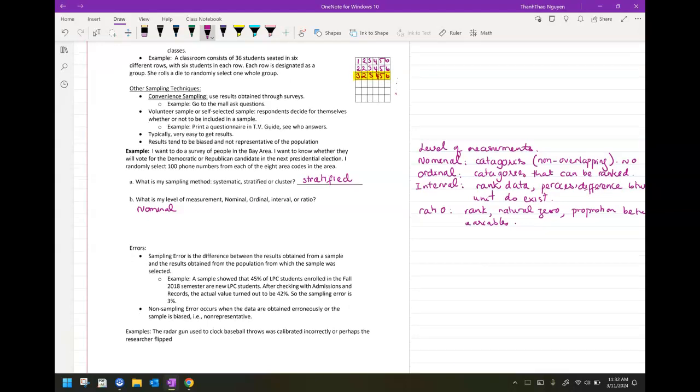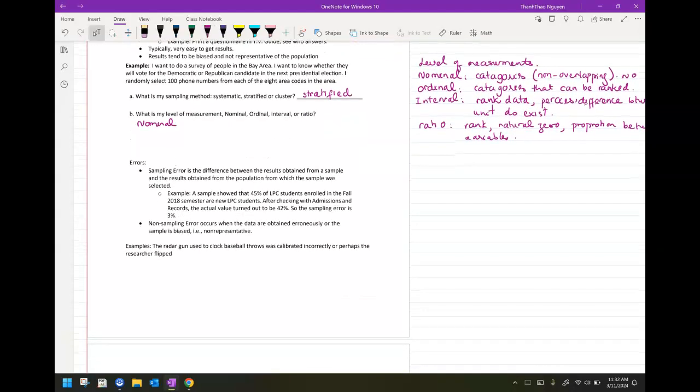When we take a sample, there's sampling error. Sampling error is the difference between the result obtained from a sample and the result obtained from the population from which the sample was selected. For example, a sample showed that 45% of Las Positas College students enrolled in the fall 2018 semester are new Las Positas College students. After checking with admission and records, the actual value turned out to be 42. So the sampling error is 3%. So there is an error.